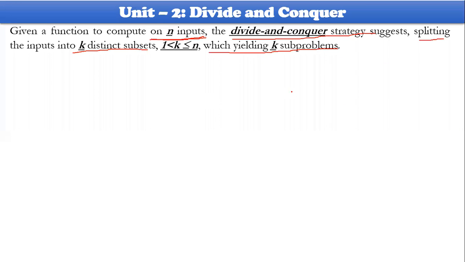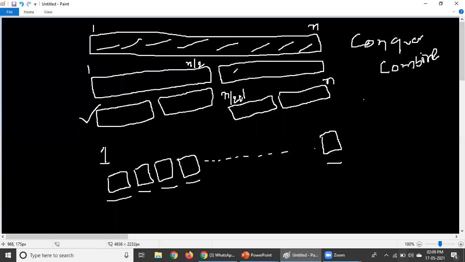Okay, so if n is given to you, if n is given to you, okay, one moment.